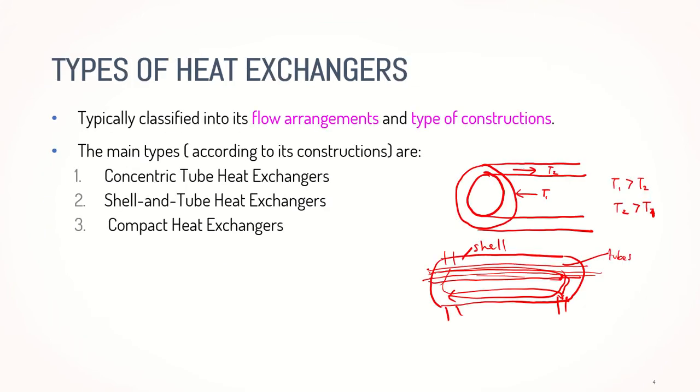So if we refer back to the types of heat exchanger, as we move downward, the cost would be higher or increase. The cheapest one would be concentric, followed by shell and tube, and the most expensive one would be compact heat exchangers. That's why usually we only use compact heat exchangers on an oil and gas platform offshore.